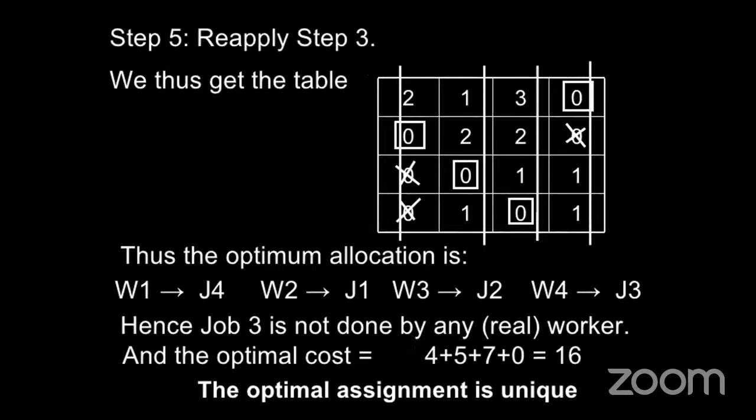So there are 4 allocations made, because 4 rows and 4 columns are there, meaning we should get 4 zeros or 4 allocations. We got 4 allocations here. 1, 2, 3, 4. So W1 to J4, W2 to J1, W3 to J2, W4 to J3. Like this, hence job 3 is not done by any worker. And the optimal cost is 4 plus 5 plus 7 plus 0, which is 16. So the optimal assignment is obtained.